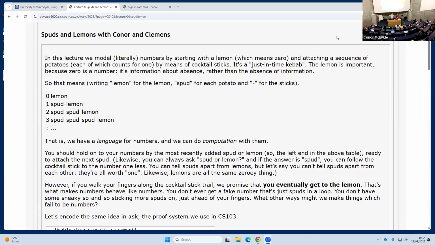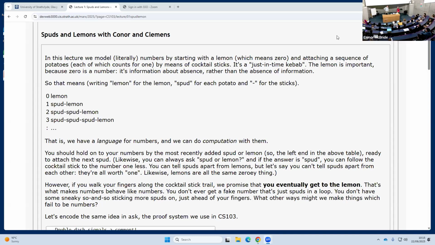And what can you do with a number? How do you compute with numbers? Well, straightforwardly, you're always holding on at the outermost blob, and you're allowed to ask, is it a spud or a lemon? So this one's a spud. That's the key computational mechanism: just to ask, is it a spud or a lemon? Are we at 0 or do we still have some way to go? If it's a spud, you're allowed to walk along the cocktail stick to the next thing.